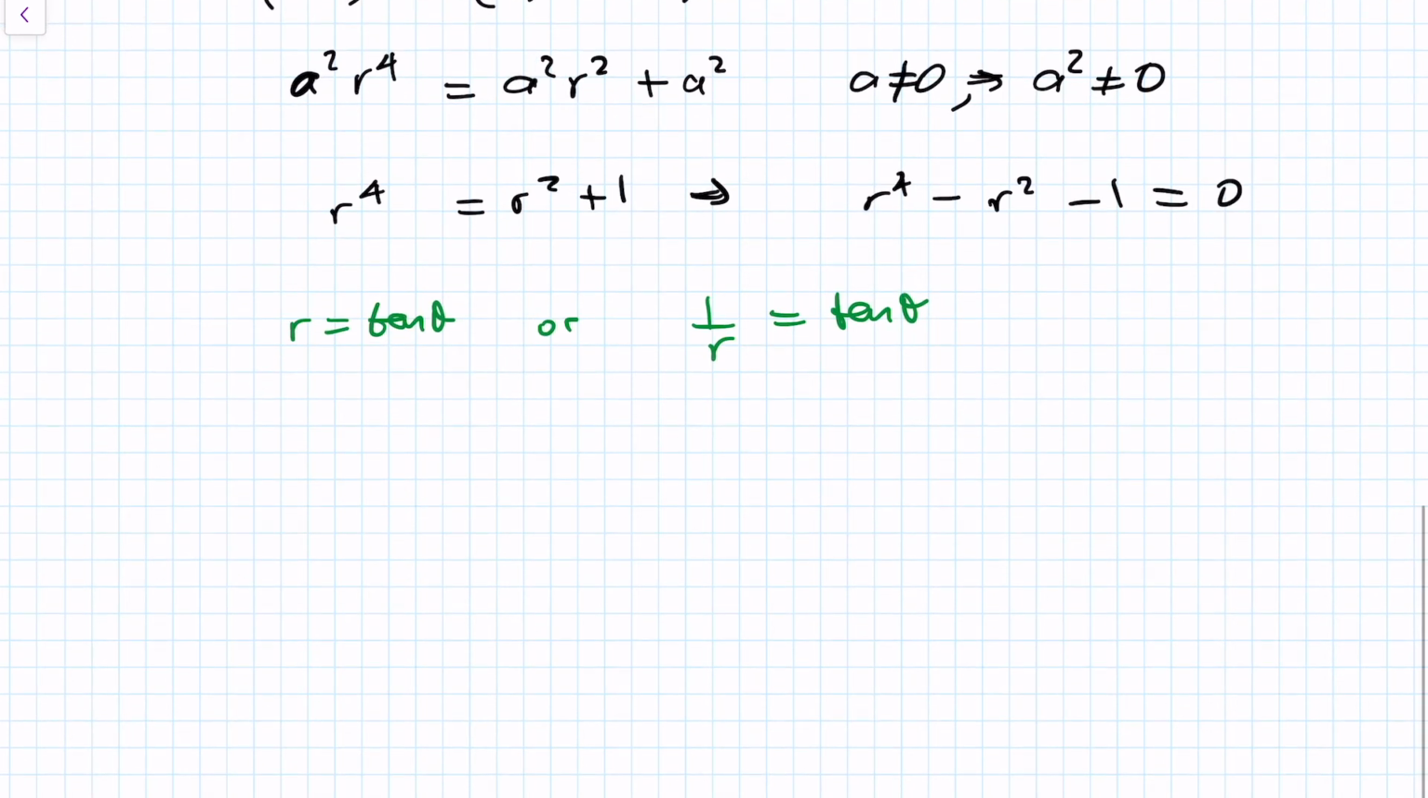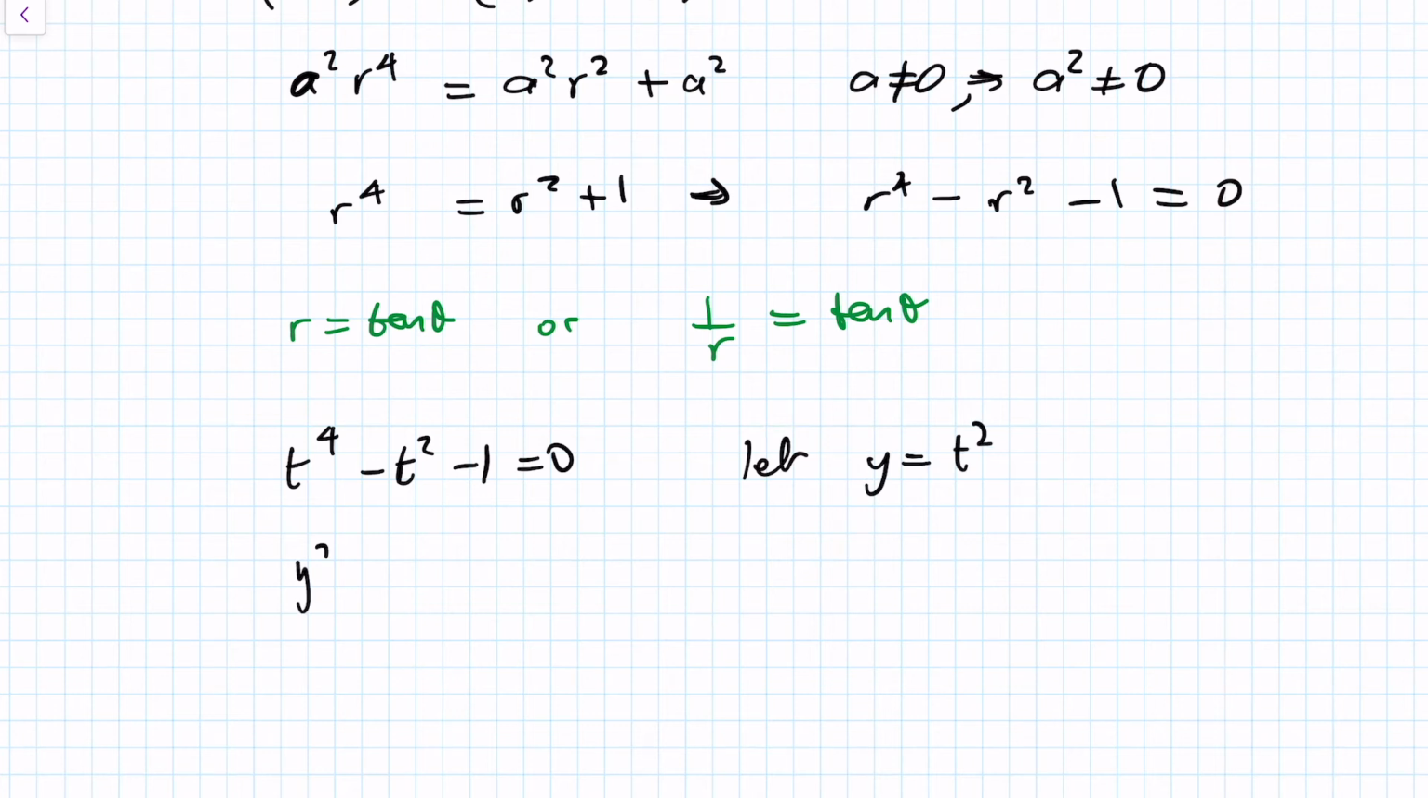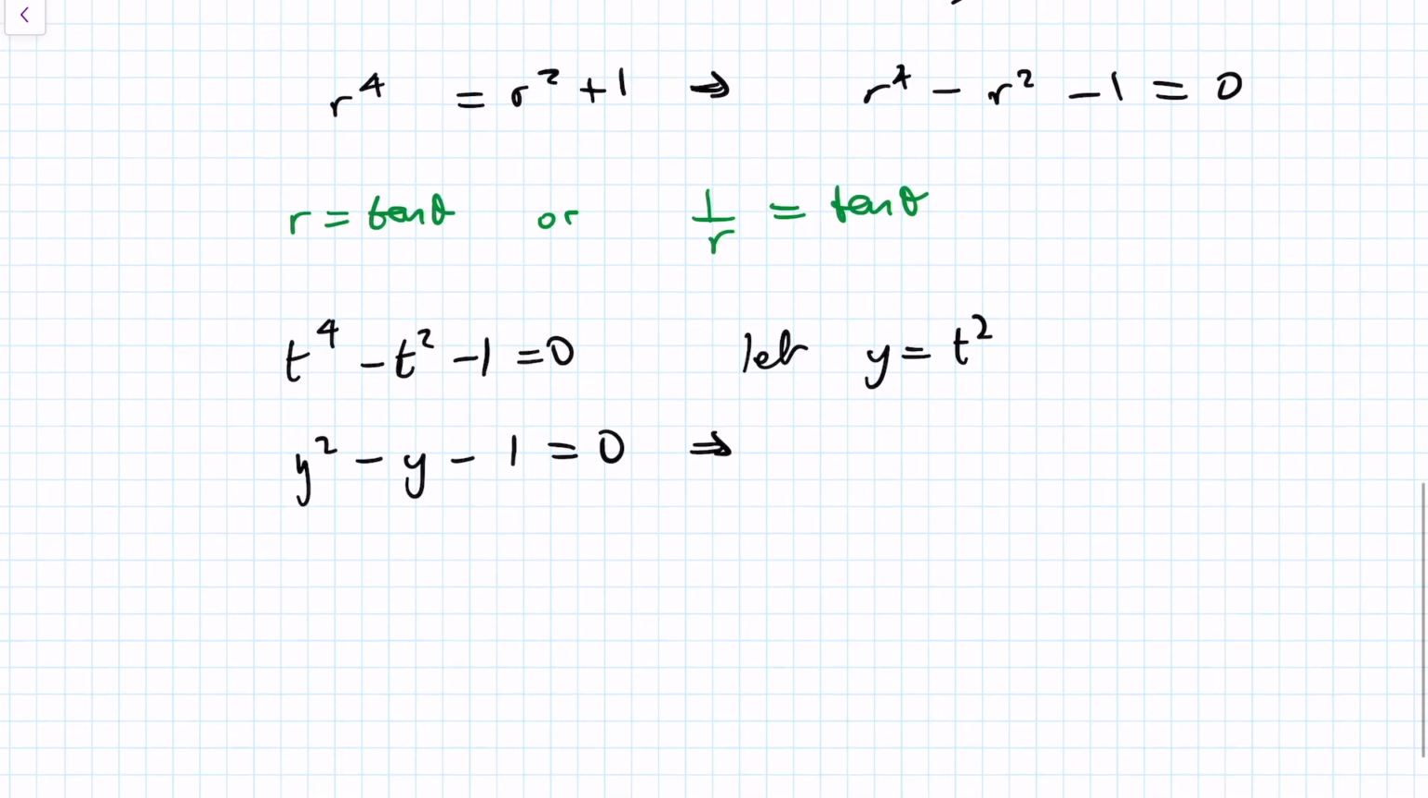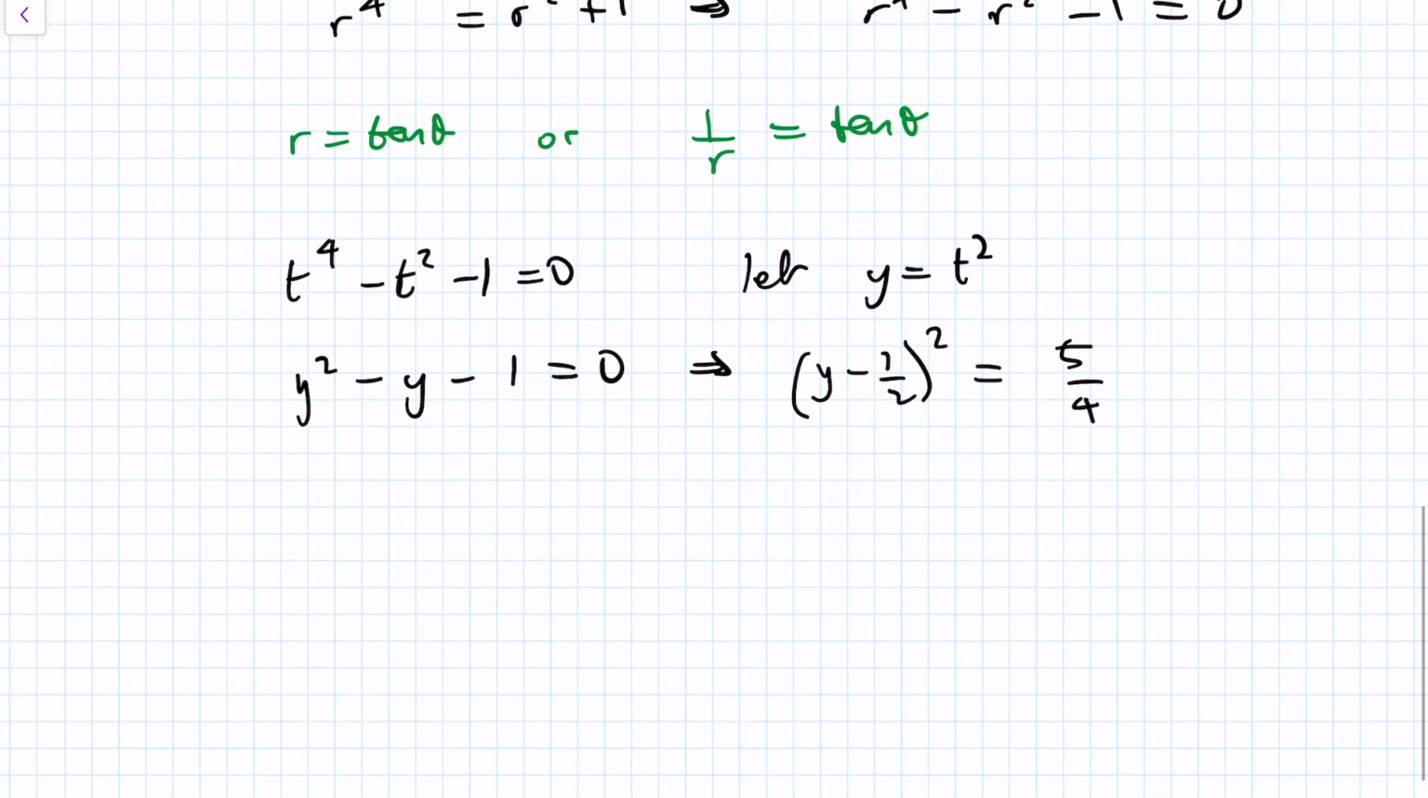So let's sub R to be tan theta, let T be tan theta, so we have T to the 4 minus T squared minus 1 is 0. Let y is equal to t squared, so we have y squared minus y minus 1 is equal to 0. That implies y minus a half, completing the square, we get that if you complete the square.